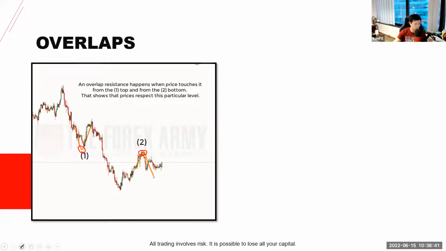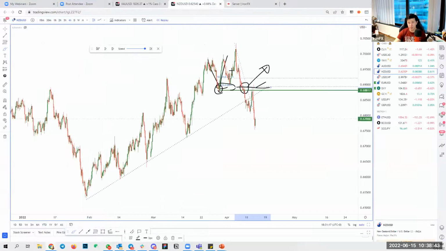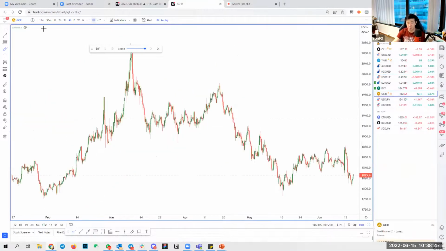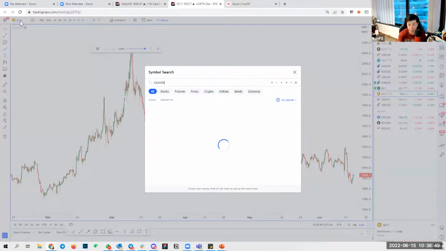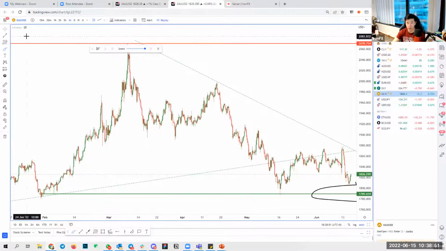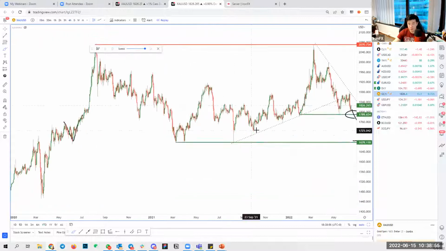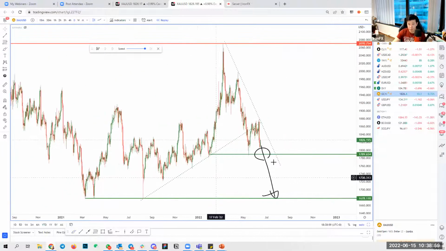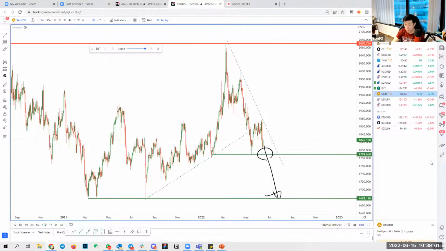Then we come in over here and go into the charts. One thing I wanted to show you guys is actually on gold, I think it was XAU USD. Natalia was asking, so let's see it over here. An overlap level that you can look at.